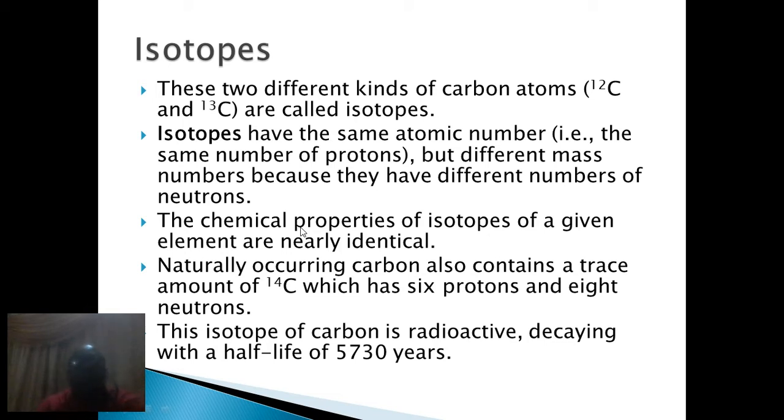Isotopes are atoms of the same element having the same atomic number but different mass number. The chemical properties of isotopes of a given element are nearly identical. Naturally occurring carbon also contains a trace amount of carbon 14, which has 6 protons and 8 neutrons. This isotope of carbon is radioactive, decaying with a half-life of 5,730 years. That is carbon 14, an isotope of carbon, and it is radioactive.